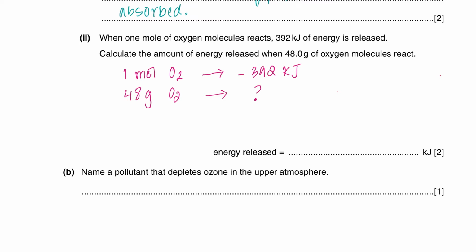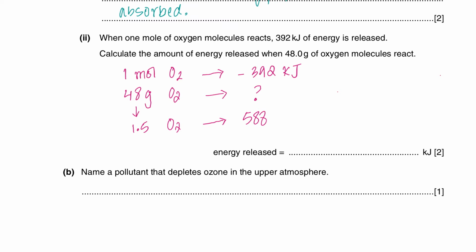Can I convert this into moles? 48 into moles, I think that's going to be 1.5 moles. How do I know? 48 divided by the Mr of oxygen, which is 32. So that gives me 1.5 moles. So 1.5 moles of oxygen will give me, if 1 mole is giving me 392, 392 times 1.5, right? And I think that comes down to 588.